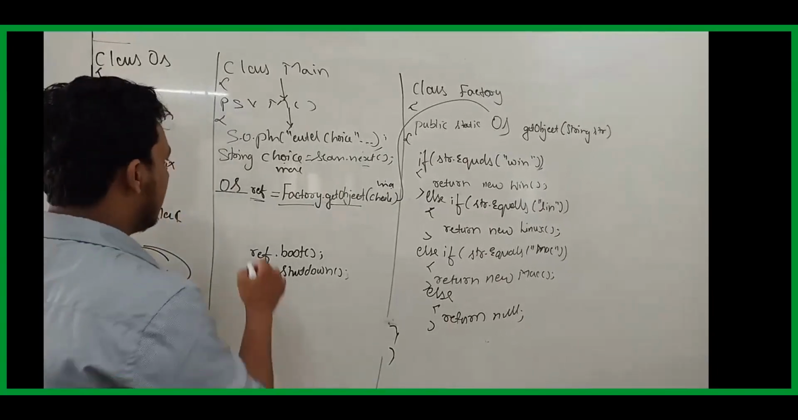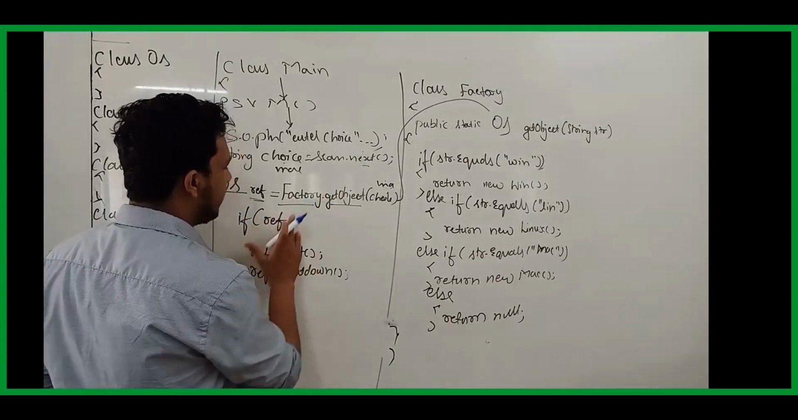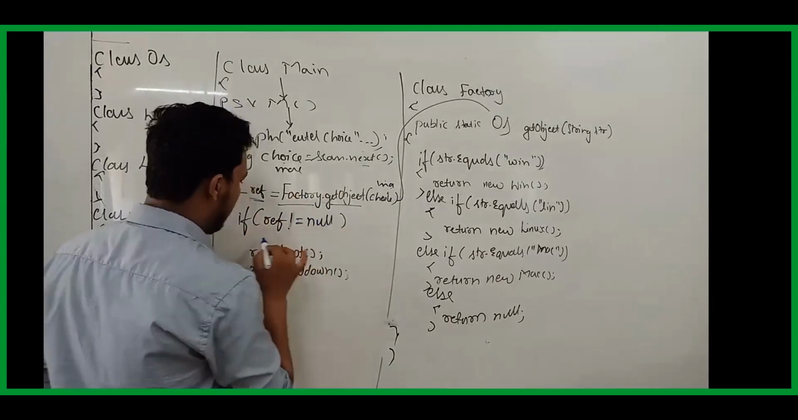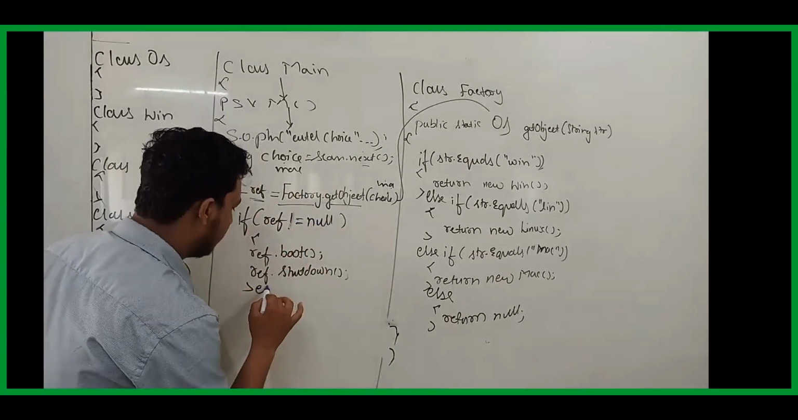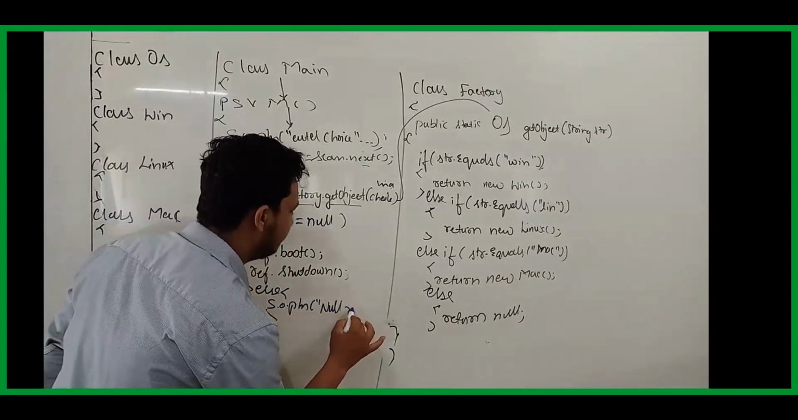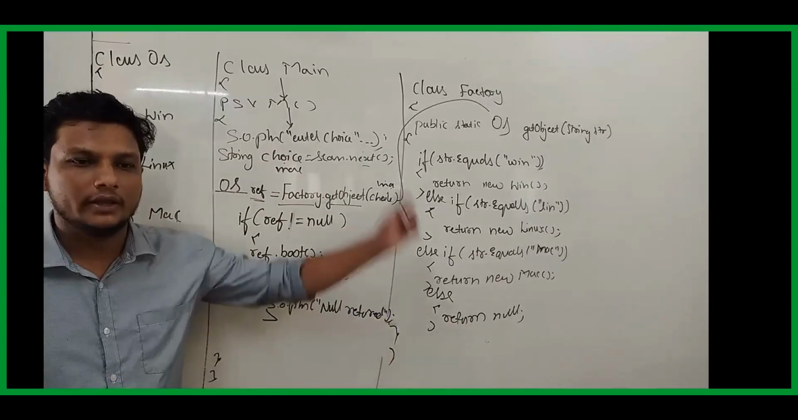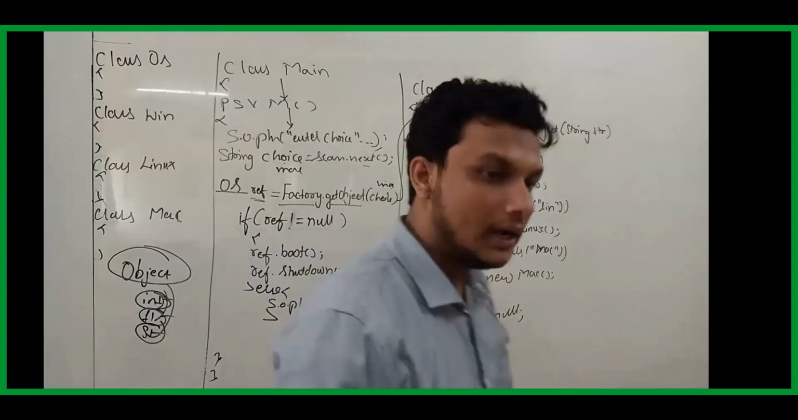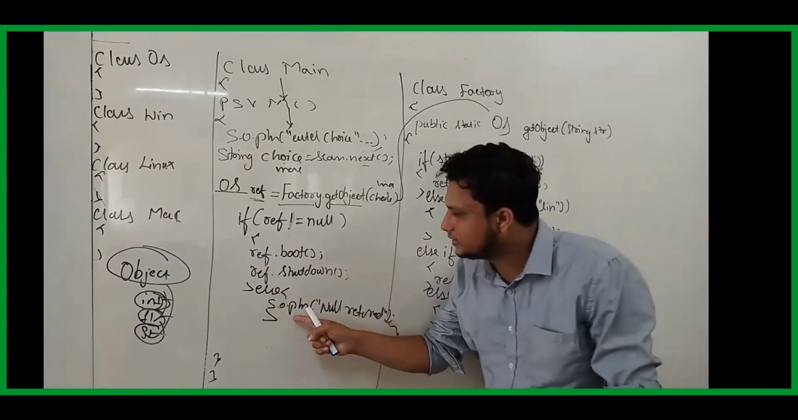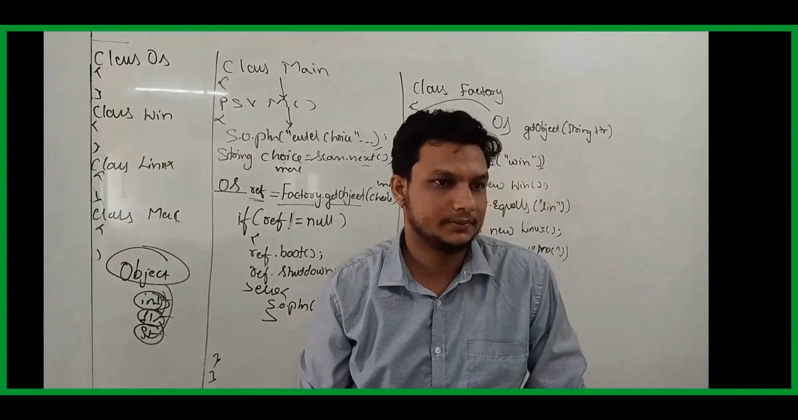I'll write: if REF is not equal to null, at that time you execute. Otherwise, put an else condition, and write system dot out dot println with a null return message, or give any message of your choice. That's it. Clear? The problem is solved. When you have to execute, if it's not returning null, it executes; if it is returning null, it will just print this message, so that you will not get a null pointer exception.